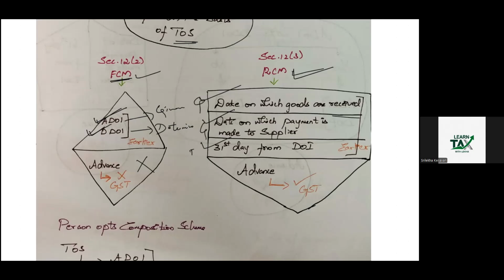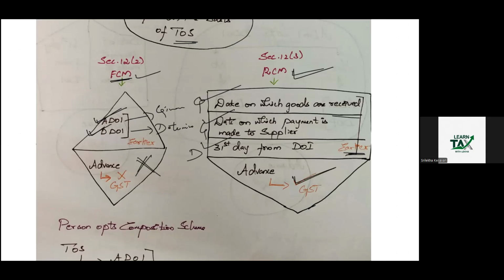So now we have 3 dates, and whichever is earlier. In case of RCM, advance GST is possible, so there is GST for advances. You have to remember one thing: we are talking about goods. In case of goods, for FCM, advance GST is not possible. For RCM, advance GST is possible.